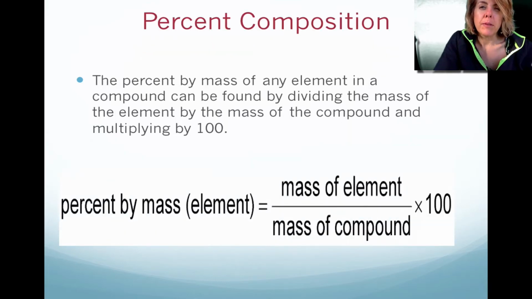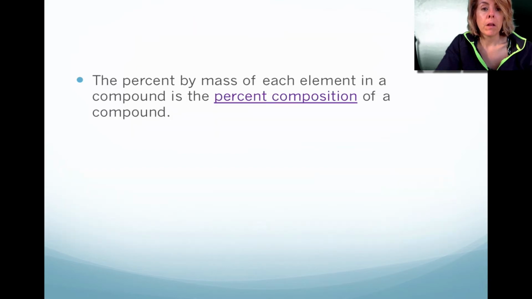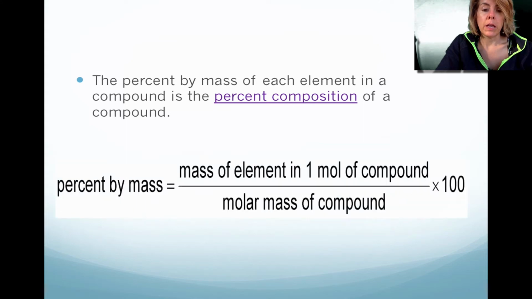Okay, so percent composition, we've actually done this before, percent mass. So up to this point, we've looked at in a compound, what is the mass of an element based on the total mass of the compound times 100. So percent composition is just the individual masses of the elements in a compound. So if I'm looking at a specific element, notice that in the numerator, we're going to put the mass of that element in 1 mole of that compound and then divide it by the molar mass of the compound.